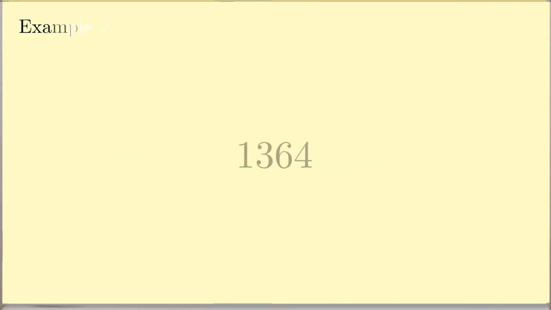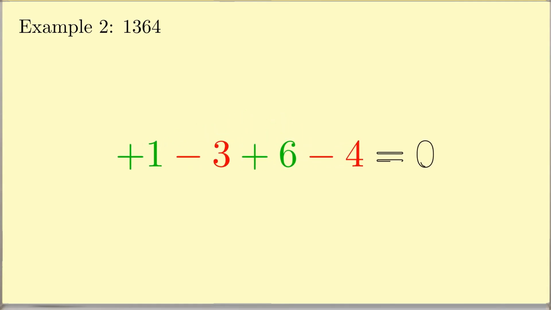Example 2. Let's try 1,364. Again, alternating left to right. 1 minus 3 plus 6 minus 4 equals 0. Remember, 0 is a perfect multiple of 11. Because 11 times 0 is 0, because our result is 0, 1,364 is absolutely divisible by 11.